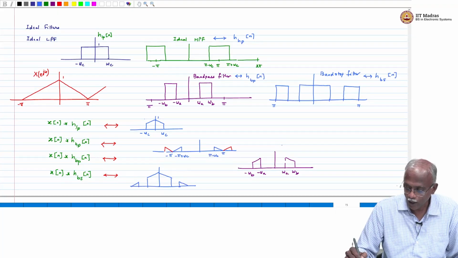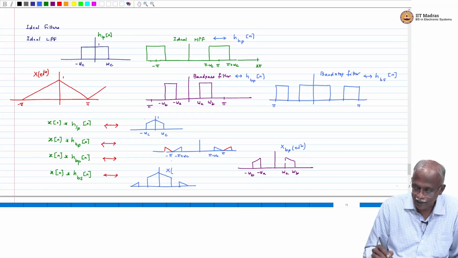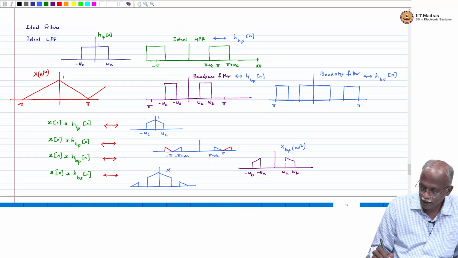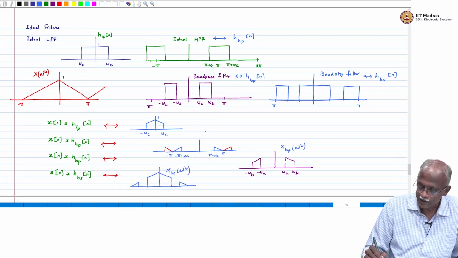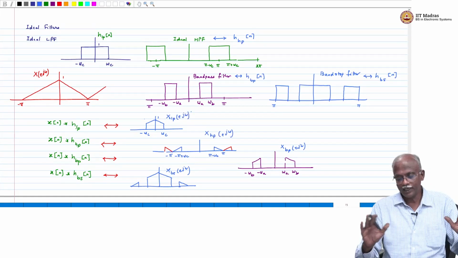So, this is the output of X_BP(e^{j omega}). This is X_BS(e^{j omega}), band stop. This is X_HP(e^{j omega}), and this of course is X_LP(e^{j omega}). I hope you are comfortable with this.